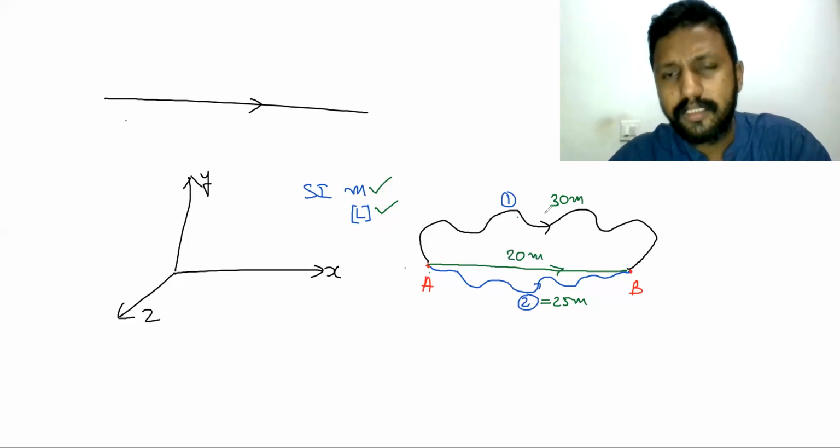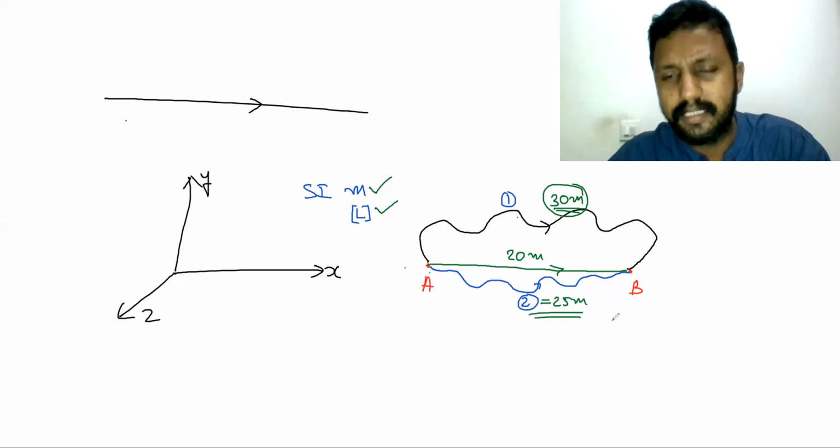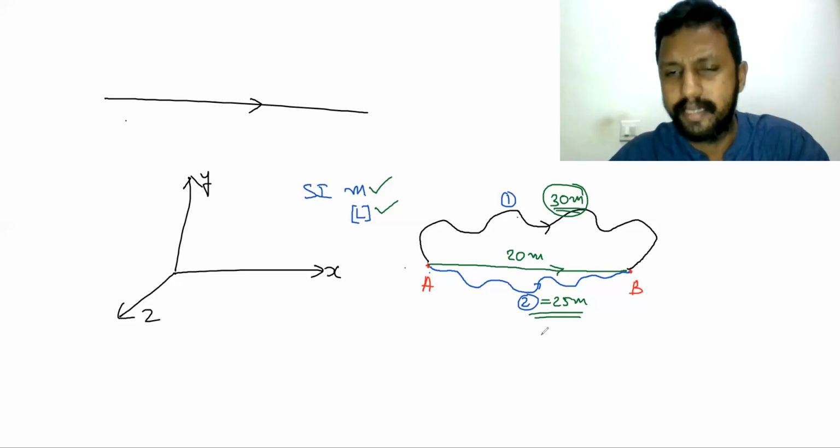Then for the first person, the distance is 30 meter. 30 meter is enough. If you are saying the first person's distance is 30 meter, the data is complete. That is, distance only has magnitude. The magnitude is 30 meter. If we are saying the second person's distance is 25 meter, that's also complete data. That is, 25 meter is the magnitude of the distance of the second person.